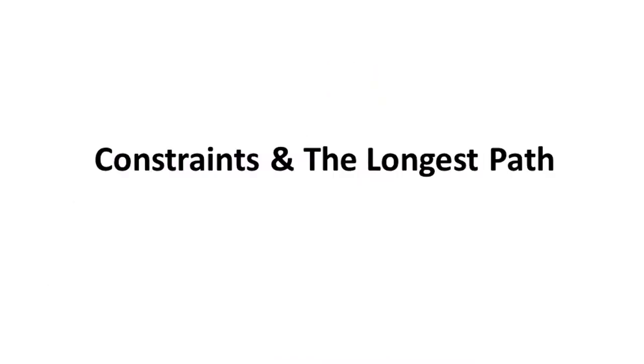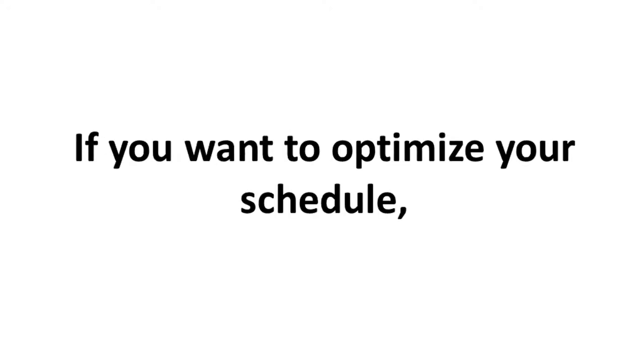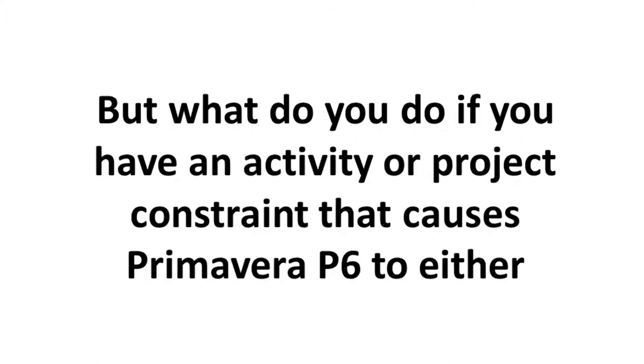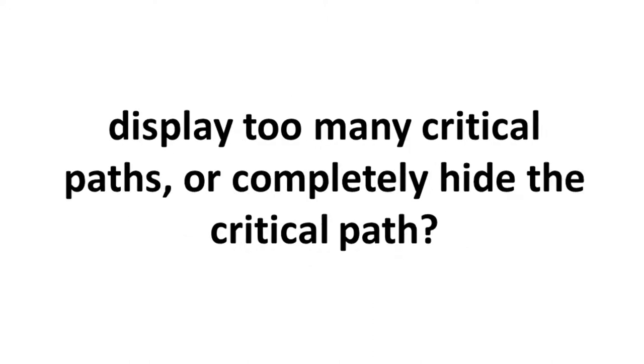Constraints and the longest path. If you want to optimize your schedule, you will need to be shortening activities that are on the critical path. But what do you do if you have an activity or project constraint that causes Primavera P6 to either display too many critical paths or completely hide the critical path?